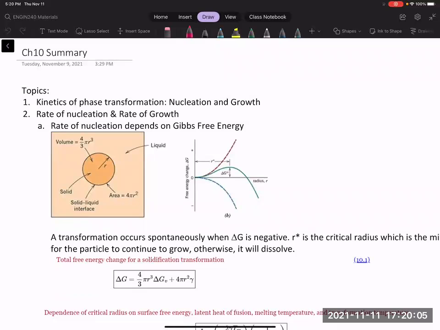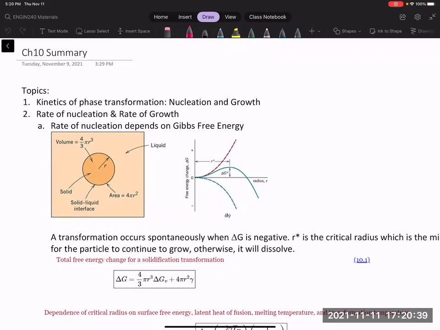Hi. Today's lecture is going to be chapter 10. In this lecture, we're going to cover the main topics about chapter 10, which is phase transformation. We're also going to show you some of the homework problems as examples of how you use the ideas you learn in chapter 10 to do some calculation, and not just calculation, but understand how the phase transformation goes through the phase diagram.